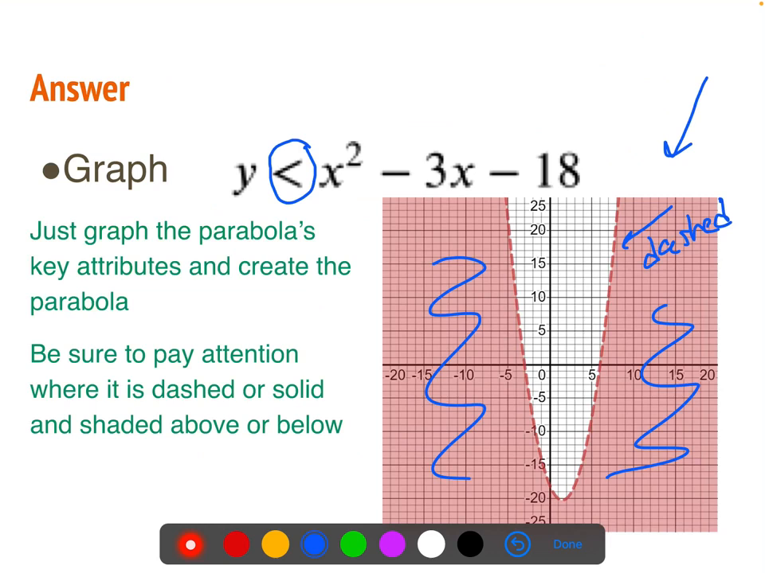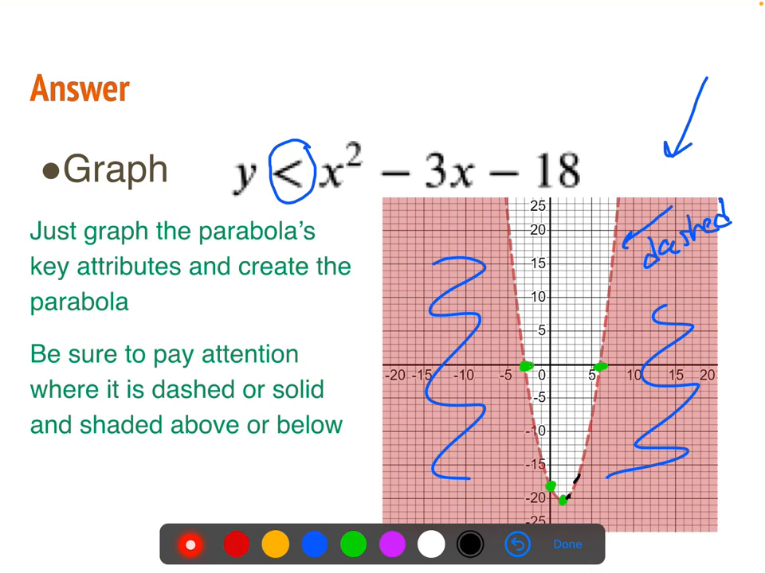Let's see. So my x-intercepts should have been right there at negative 3 and positive 6. Yes, they are. My y-intercept should have been here at negative 18. Yes, it is. My vertex was around right there at 1.5, negative 20.25. Yep, it is.